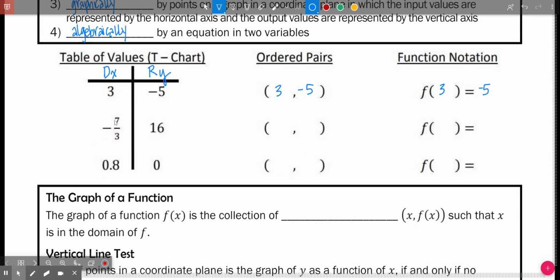When x is -7/3, y is 16. So x is -7/3 and y is 16. This also means that f of -7/3 must be equal to 16. Next, 8/10 and 0. When x is 8/10, y is 0. f of 0.8 as an input value is equal to 0 as an output value.